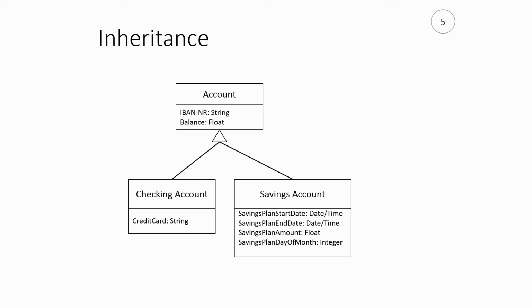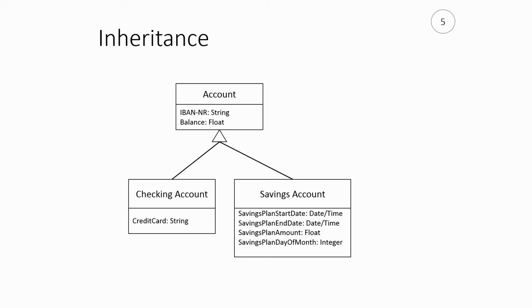The principle of inheritance states that a subtype inherits the features of the supertype. So in this case, the superclass account has defined two attributes, IBAN number and balance. Those attributes will be inherited by checking account, so also a checking account will have an IBAN number and a balance. In addition, the checking account can extend what it inherited from account with its own attributes, and in this case, checking account defines an additional attribute, credit card.